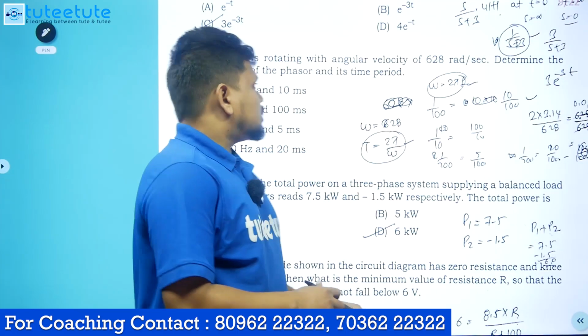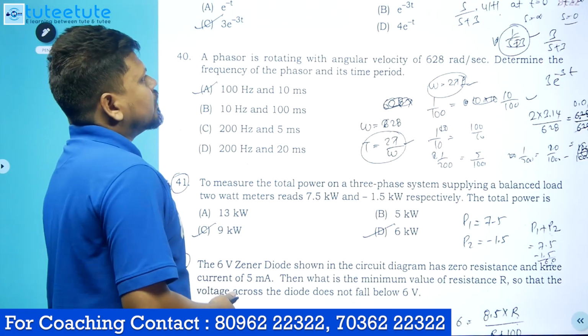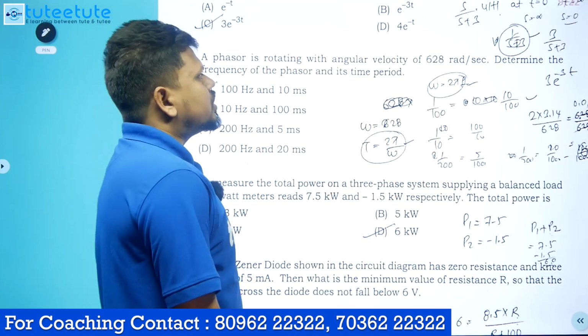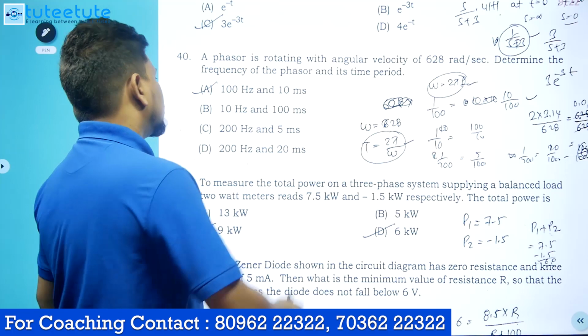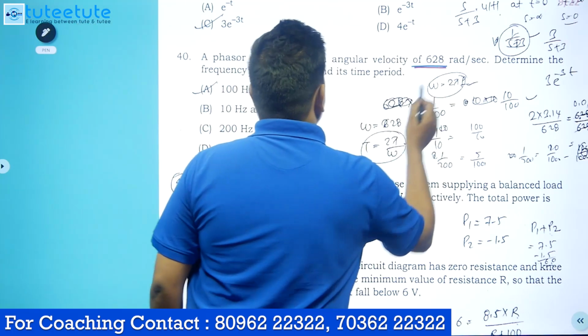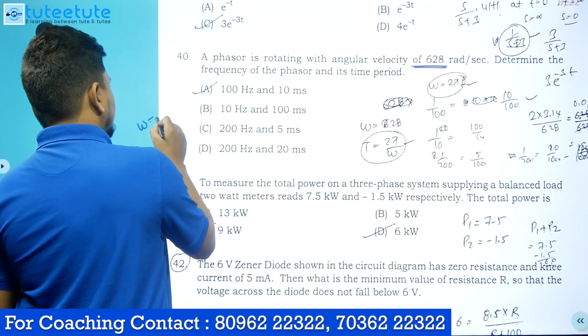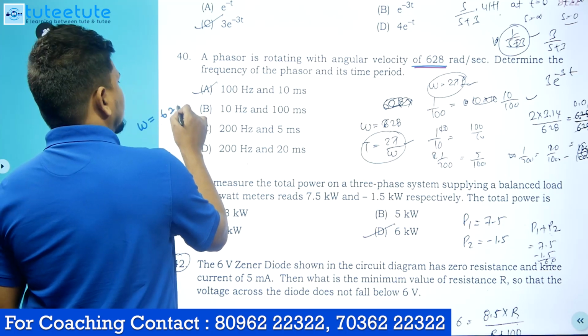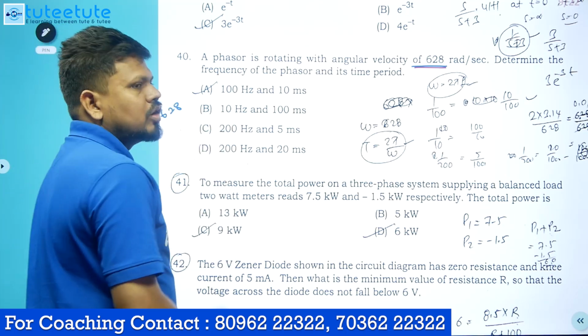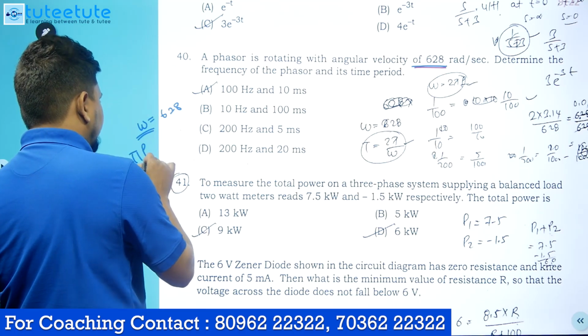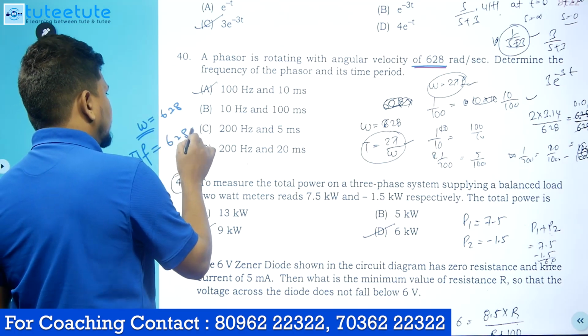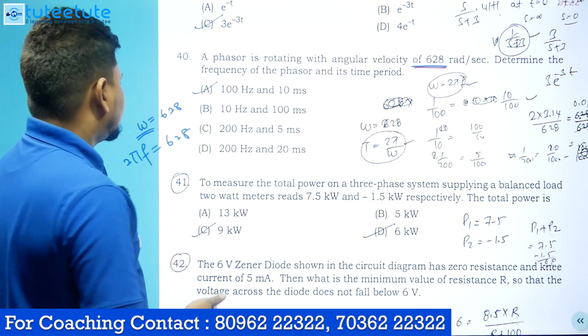And the next question is, a phasor is rotating with an angular velocity of 628 radians per second. Determine the frequency of the phasor and its time period. So they have given the angular velocity, that means omega is 628 radians per second. Generally we can represent this as 2 pi f equals 628.